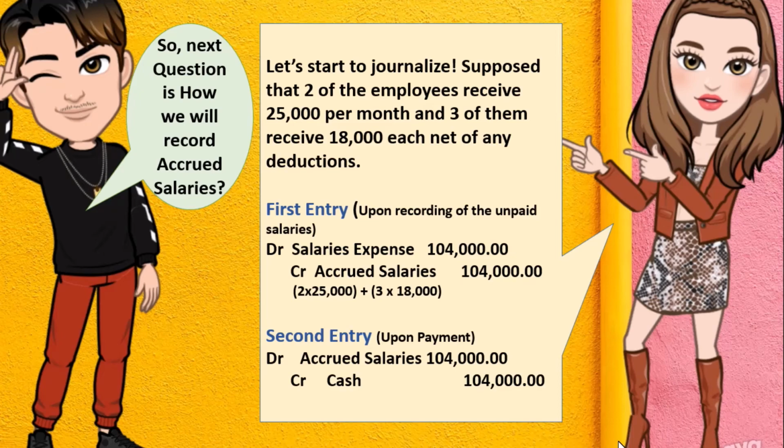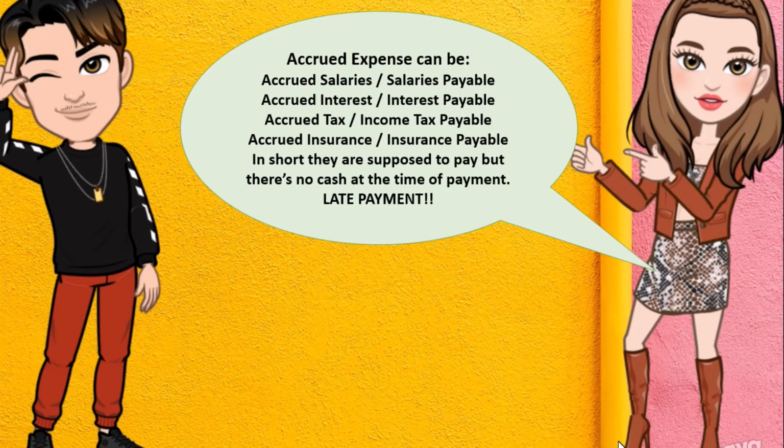Second entry, upon payment. After 1 month, the company had money and needs to pay the accrued salaries of the employees. So we debit accrued salaries, 104,000, and credit cash, 104,000. Accrued expense can be accrued salaries or salaries payable, accrued interest or interest payable, accrued tax or income tax payable, accrued insurance or insurance payable. In short, they are supposed to pay but there is no cash at the time of payment, or it is a late payment.